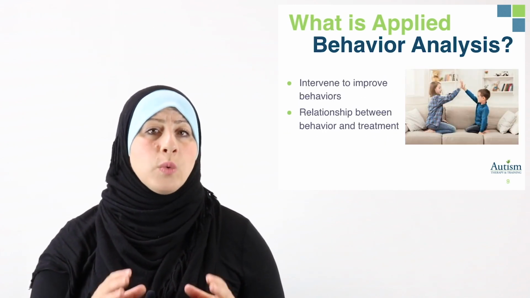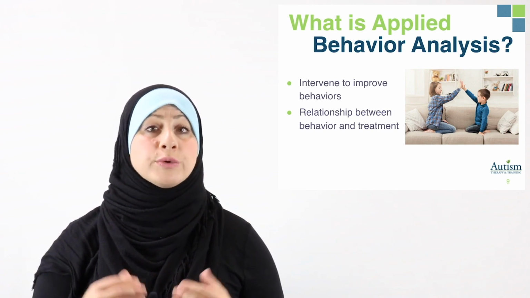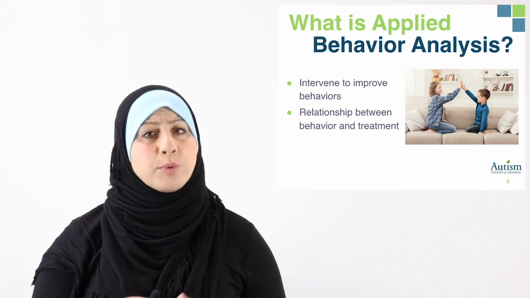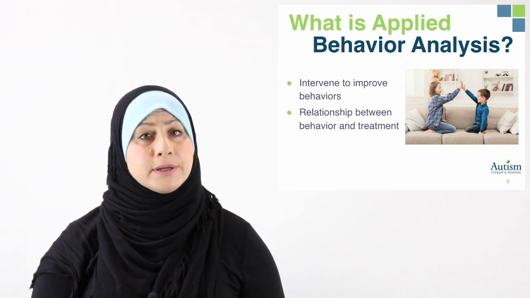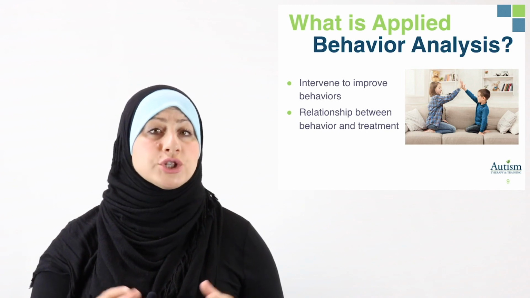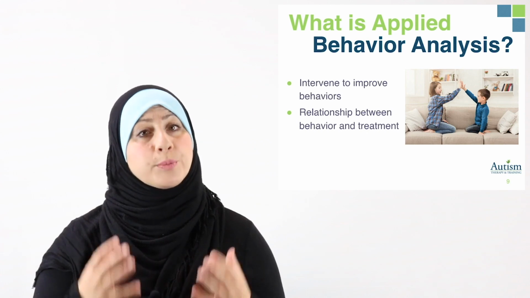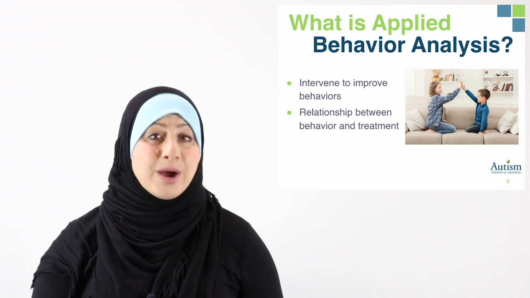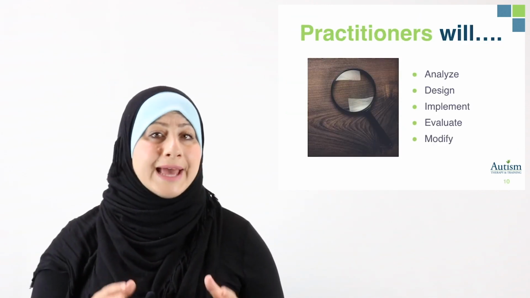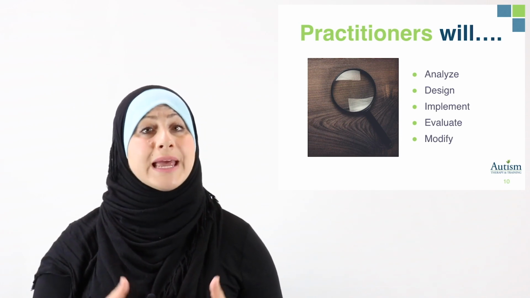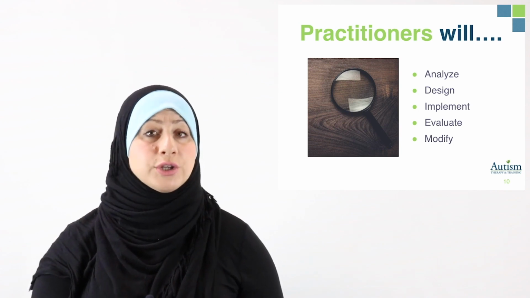In practice, we want to intervene to help improve behaviors. We may be working on teaching new behaviors or reducing problem behaviors. But it's important that we can demonstrate a relationship between the behavior and treatment. By using a systematic approach, we can show that without treatment, the client was unable to cross the street independently. But with a program that was introduced, the client is now able to cross the street successfully and safely. Practitioners will analyze, design, implement, evaluate, and modify social and environmental factors to make socially significant changes in human behavior.